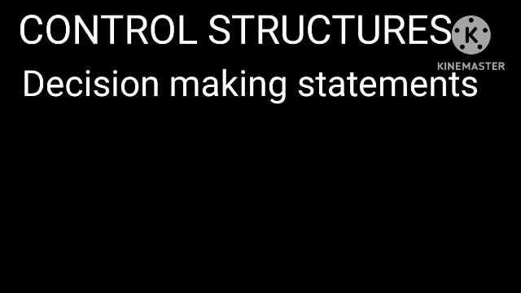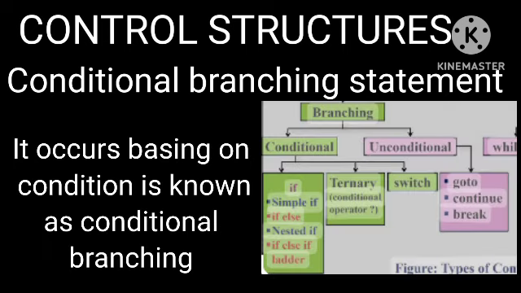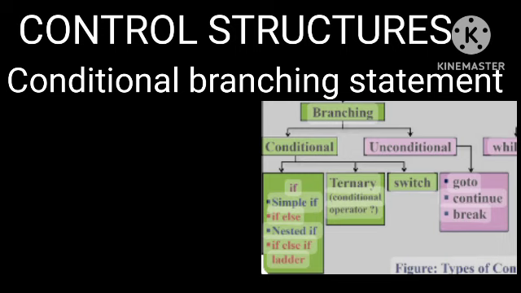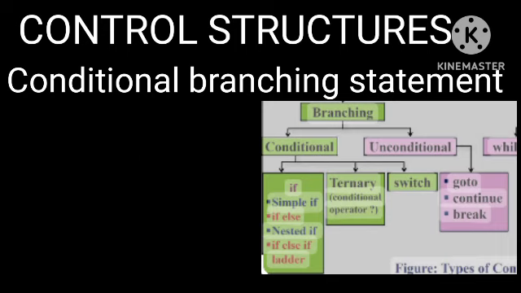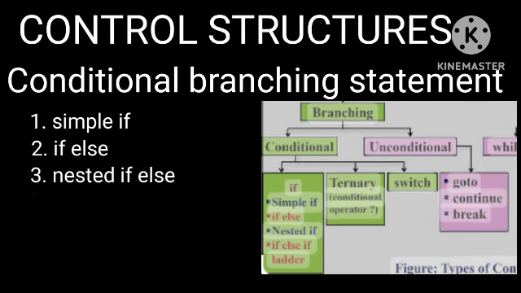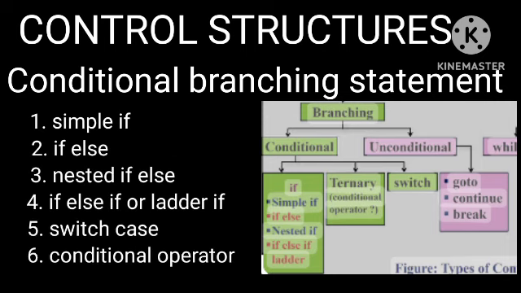Now let's discuss conditional branching. What are conditional branching statements? In conditional branching statements, the branching occurs based on a condition, and then it is known as conditional branching. C supports the following decision control and branching statements. Examples are simple if, if else, nested if else, if else if ladder, switch case and conditional operator.